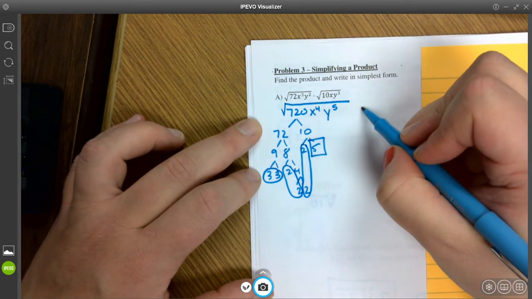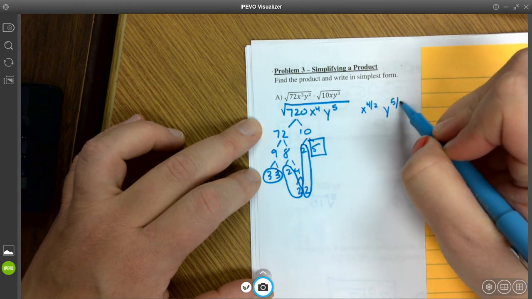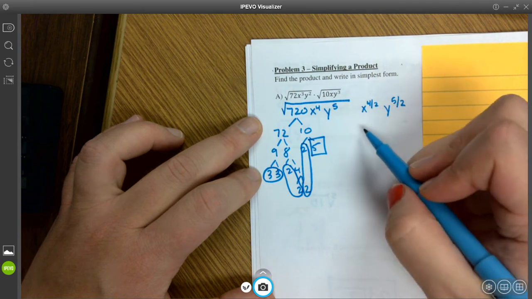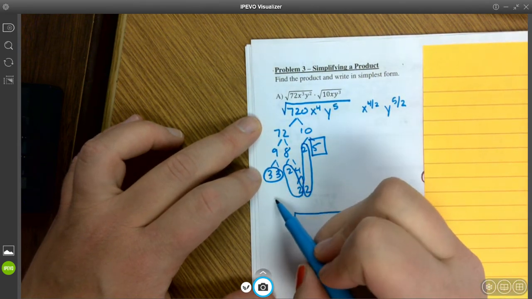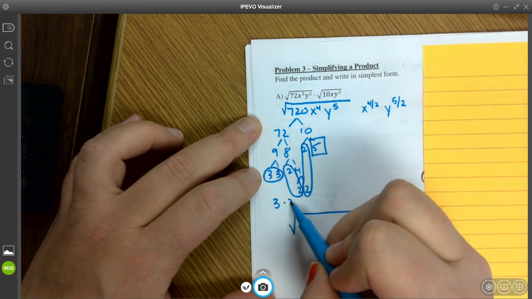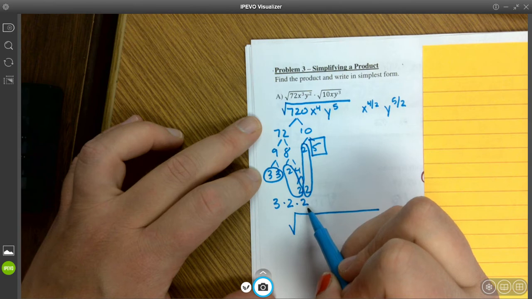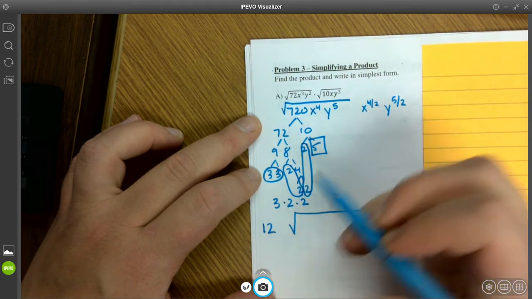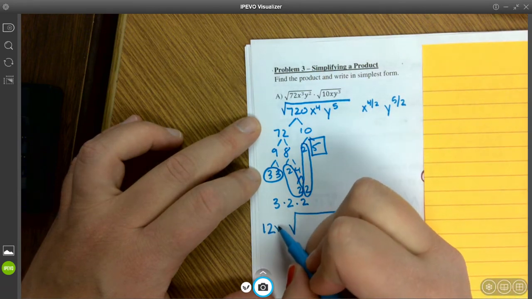Now, if I think about both of these, some people can do this part in their head, and that's fine if you can. More power to you. So this is going to come out to be an even number. So when I simplify this, 3 came out, this 2 came out, this 2 came out. So 3 times 2 times 2. 3 times 2 is 6. 6 times 2 is 12. This simplifies to be a 2, so x squared.